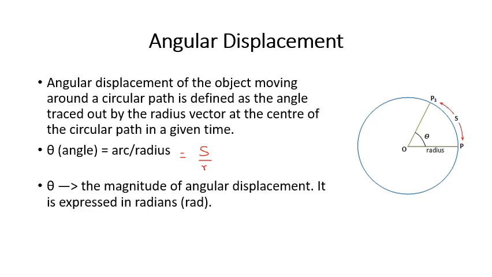So here theta is the magnitude of angular displacement. It is expressed in radians. So that's all about the angular displacement. So what is angular displacement? Theta equal to arc divided by radius.